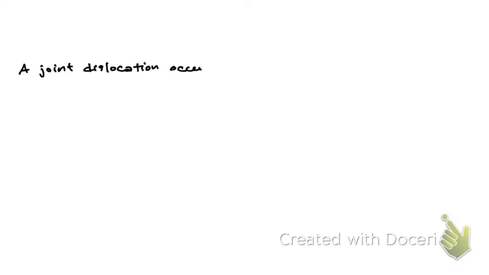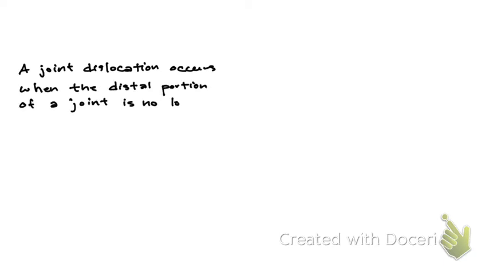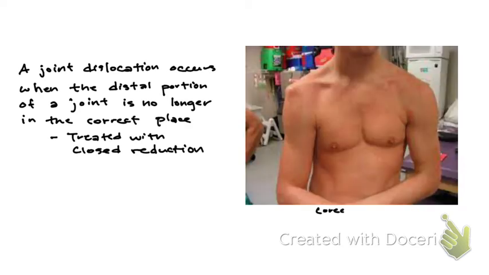A joint dislocation occurs when the distal portion of a joint is no longer in the correct place. We treat this with what's called closed reduction, which means we don't do any surgery on the joint. We simply manipulate the affected bone and get the joint back into place. So you can tell that this gentleman's right shoulder is dislocated.